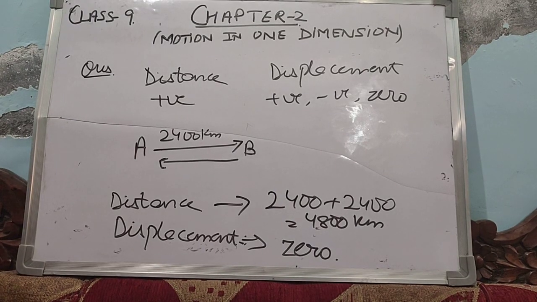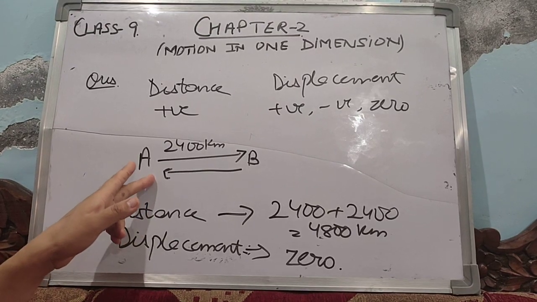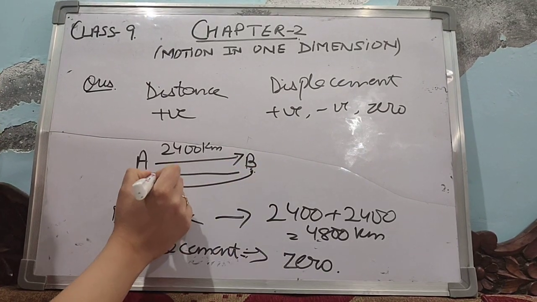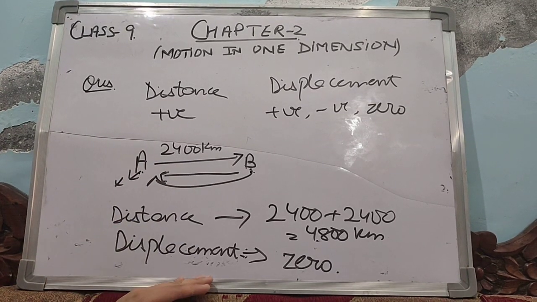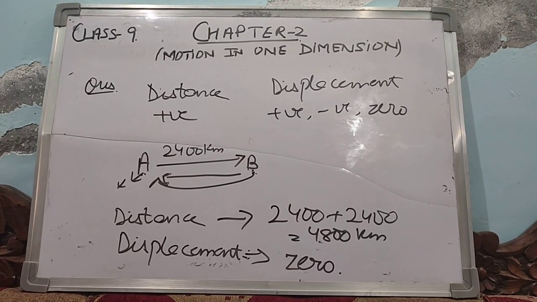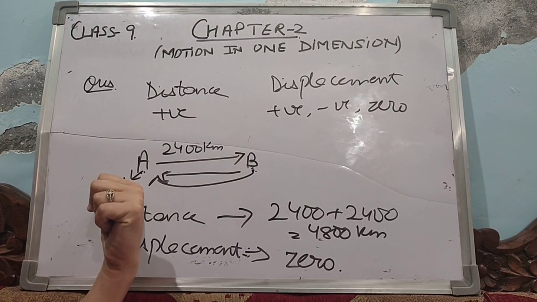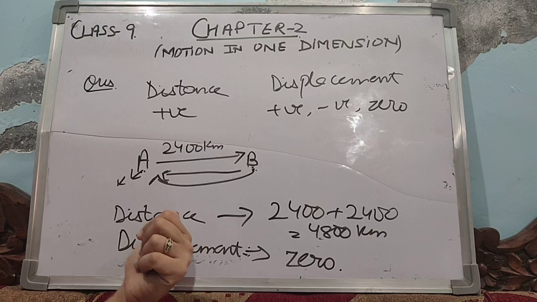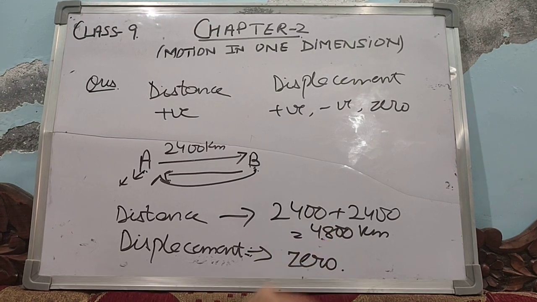I'll tell you how. Remember students, if a body comes back to its initial position, see here in this case, first it goes from A to B and then again it comes back to A, means its initial and final position is same. In that case, displacement comes out to be 0. So remember, if the initial and final position of a body does not change, or a body returns back to its initial position, then the displacement is 0, but distance can never be equal to 0. So distance will be 2400 kilometer plus 2400 kilometer, that is equal to 4800 kilometer.